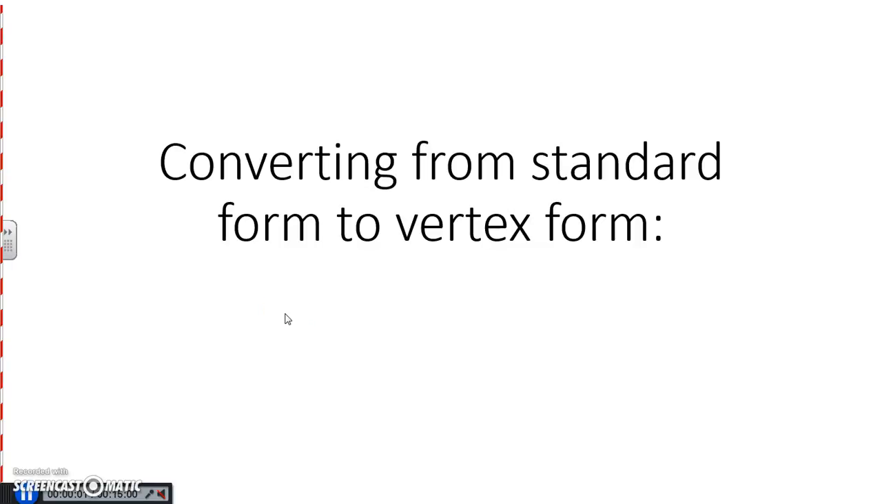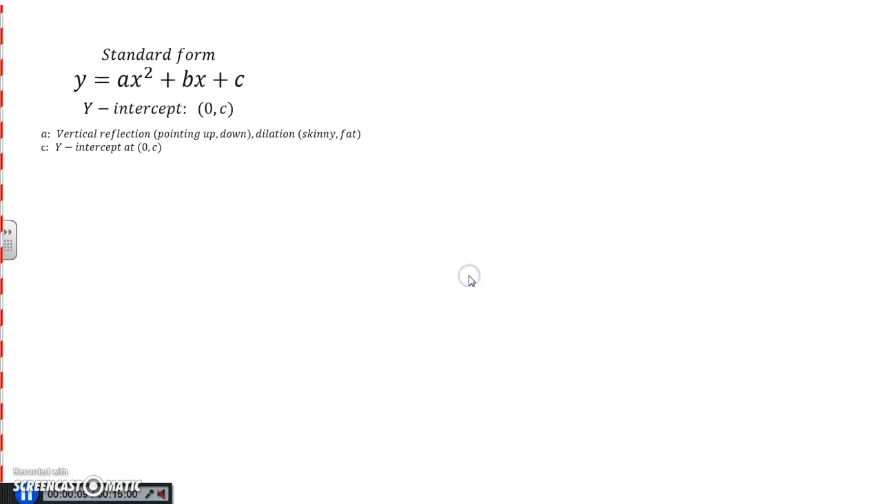Okay, so now we're going to work in the other direction, and we're going to convert our quadratic functions from standard form to our vertex form. As a reminder, standard form is the form of y equals ax squared plus b times x plus c, where a, b, and c are our coefficients or constant values.